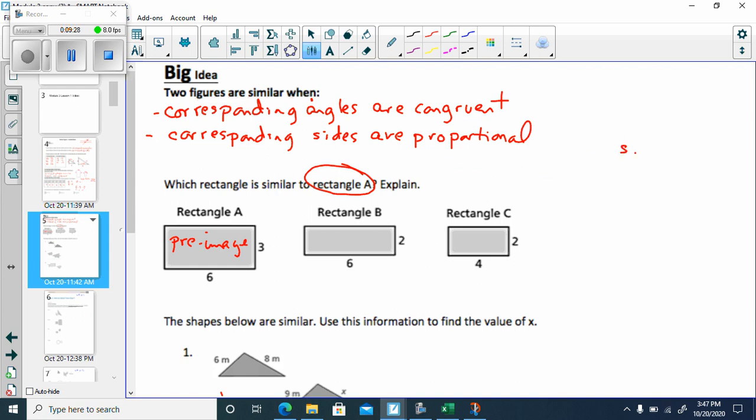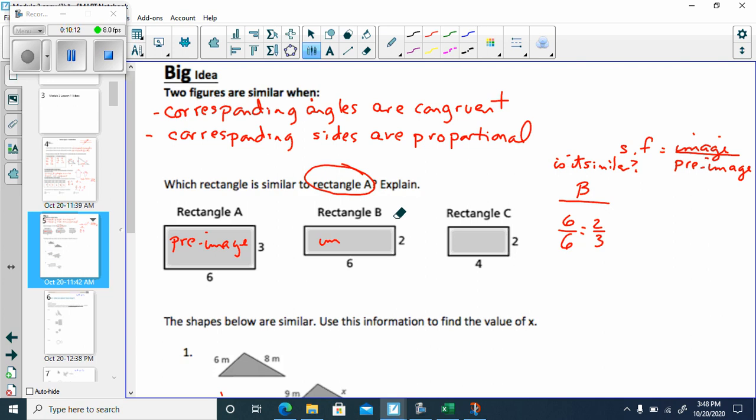Okay? And I like to set it up in our scale factor formula. Scale factor is equal to the length of an image side over the length of a pre-image side. Image side over pre-image. Now, our image in this case, let's try B. We're going to try B and see, is it similar? If it's similar, then the sides will be proportional. 6 and 6 correspond to each other. There's your image over your pre-image. 2 and 3 correspond to each other, okay?